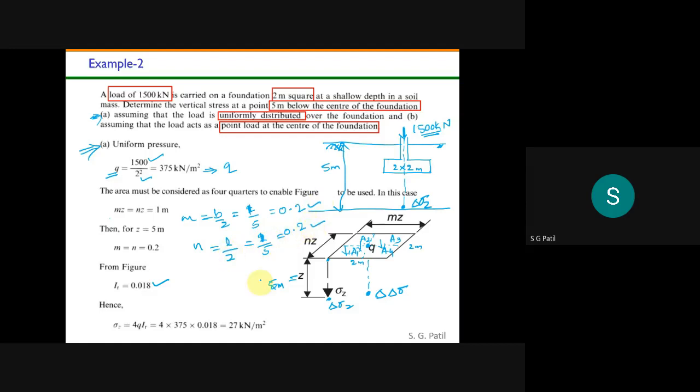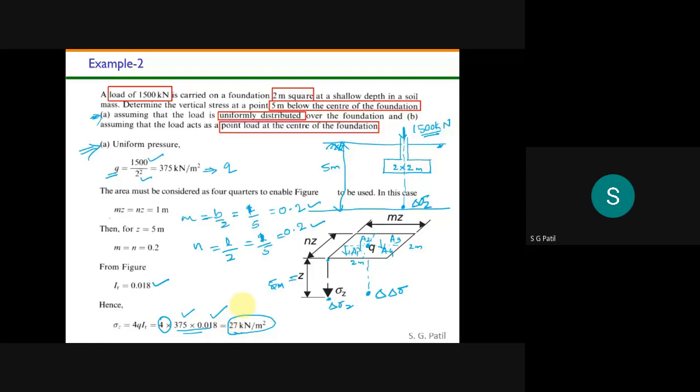I calculated for one small sector, but similarly it holds good for all the remaining 3 sectors. So whatever influence factor you calculated, multiply by 4, because four small squares are there. That's why I'm multiplying by 4: 4 into my intensity of loading into my influence factor. So this is the answer: 27 kilonewton per meter square.